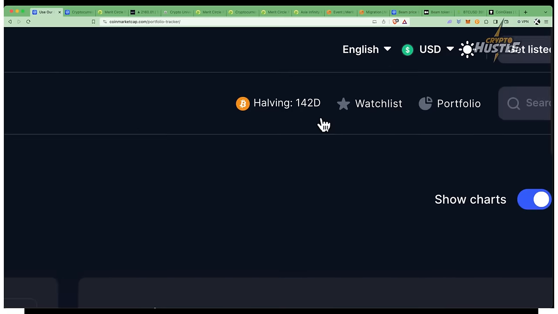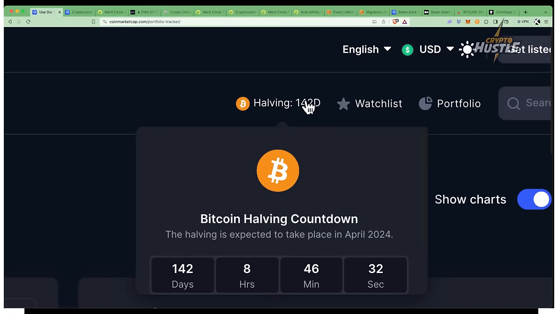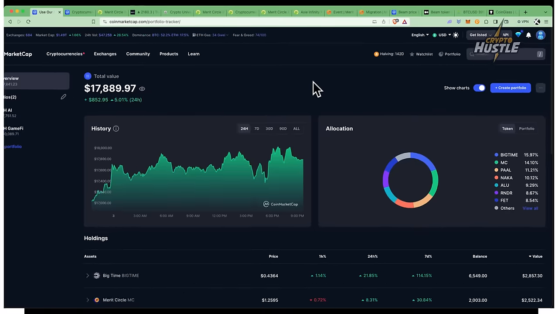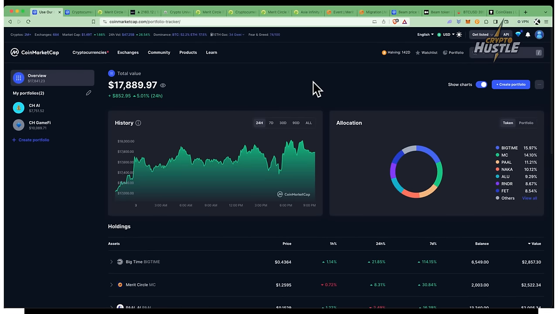And as an update, we have 142 days before we get into the next Bitcoin halving. Really, really excited. It's going to be a game changer, and plus the ETF. I can see Bitcoin blasting off $100,000 really without any problem in Q1 of 2024.